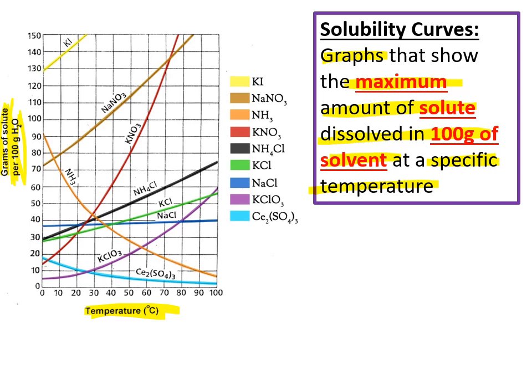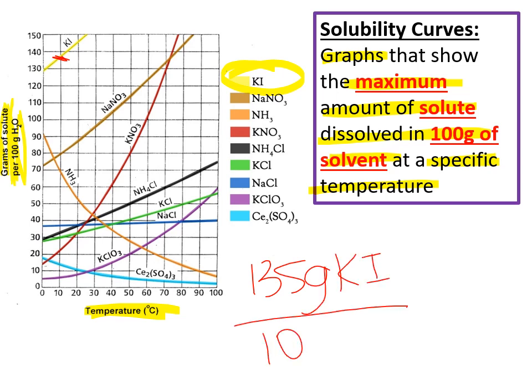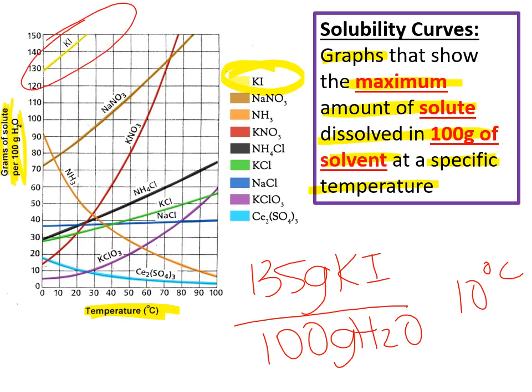So if I were to read this, we'll look at the KI, which is yellow. This tells me that at 10 degrees, I can have about 135 grams of potassium iodide dissolved in 100 grams of water at 10 degrees Celsius. And then at 20 degrees Celsius, I can have 145 grams dissolved in there. And I know that because KI is right here.